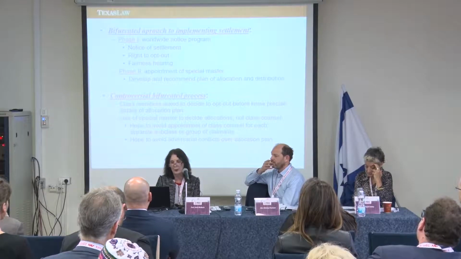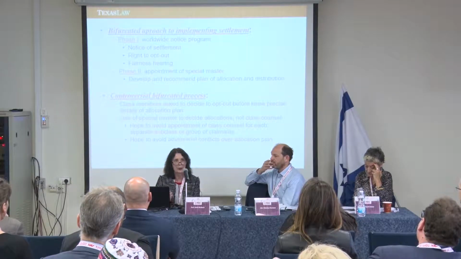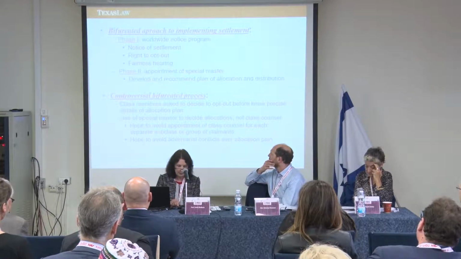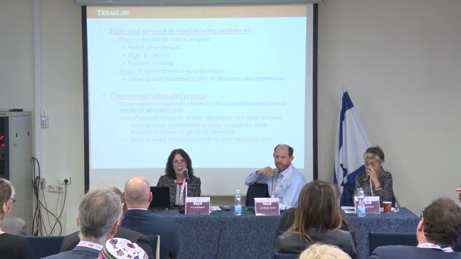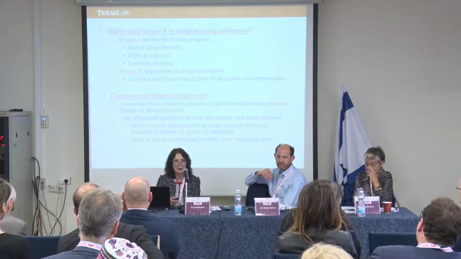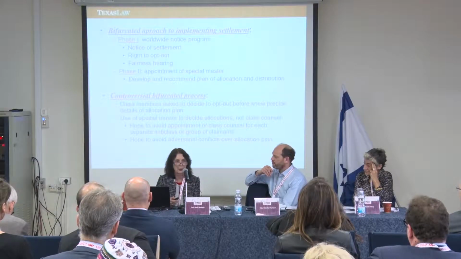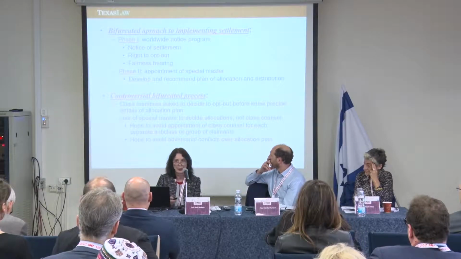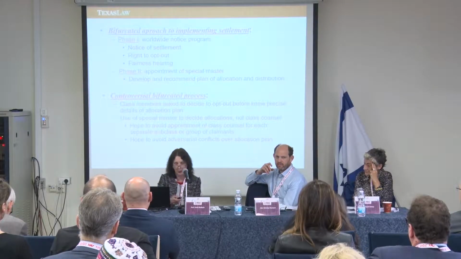In the second phase, there was an appointment of a special master to develop an allocation and distribution plan. This was the point of challenge to the settlement of this particular litigation. And the argument here was these class members were asked to opt out before they knew what the plan was and what the allocation was or what they would get.